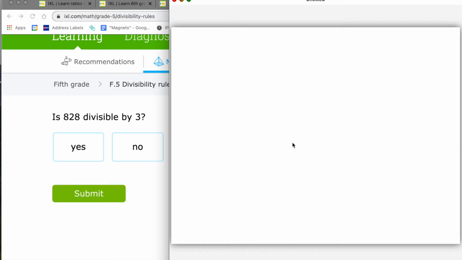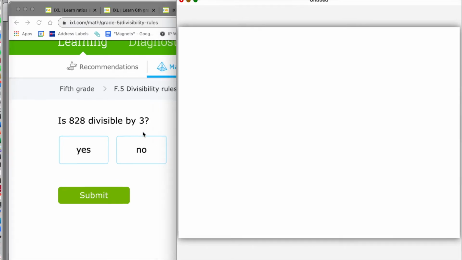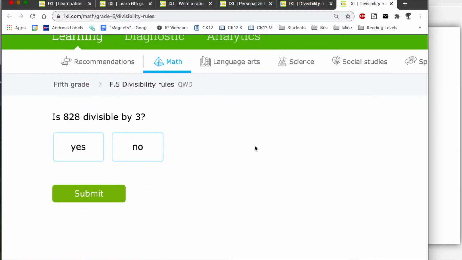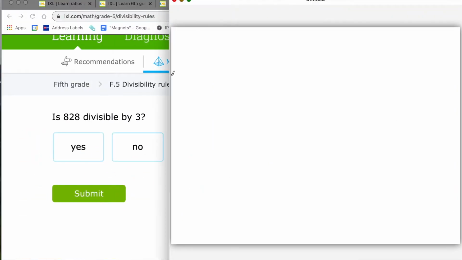The purpose of this video is to help parents work with Scarlett on divisibility rules. This first one I'm going to walk through is a divisible by 3 question. All of the rules are on this divisibility rules cheat sheet, and I don't need Scarlett to have to go back and reread it every time. If she doesn't remember what the rule for 3 is, you can remind her.